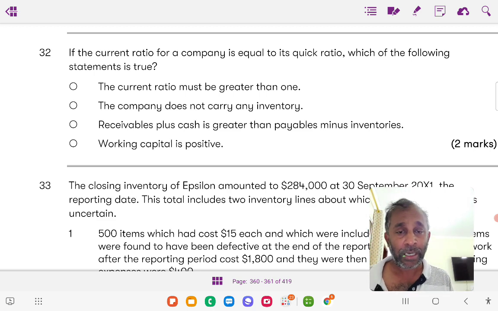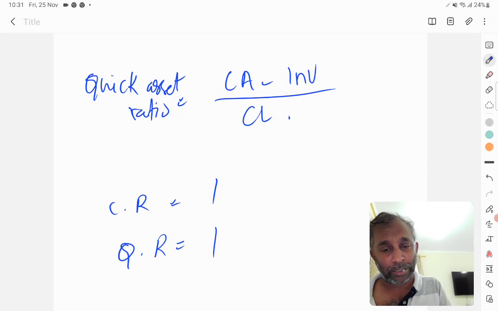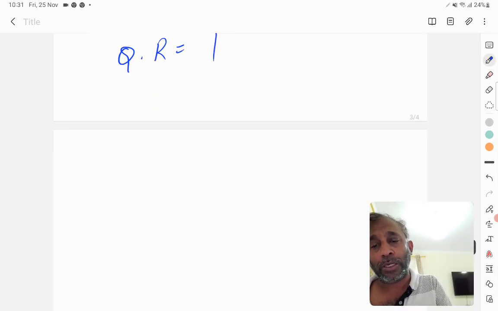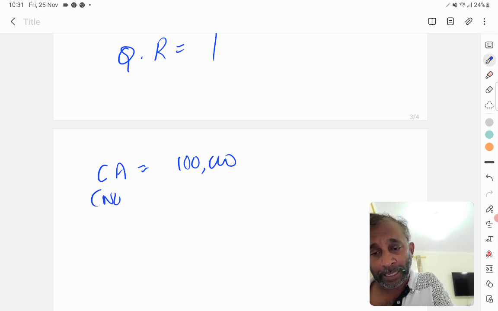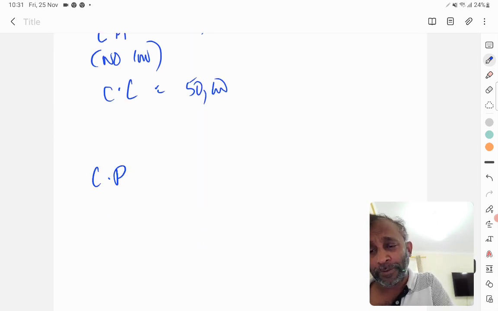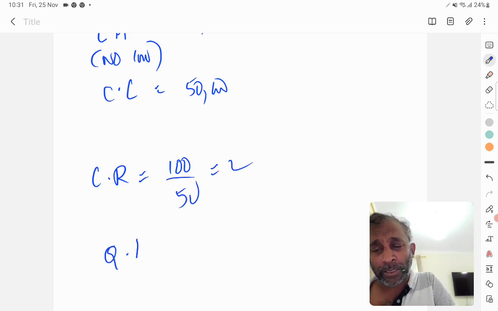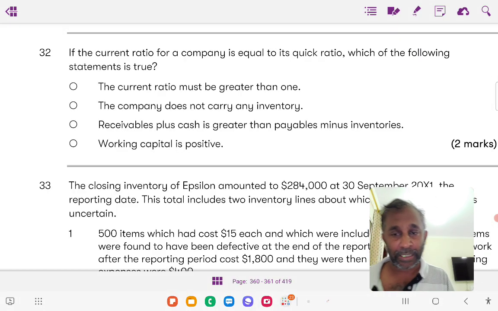Company does not carry any inventory. If the company does not carry any inventory, your current assets will be, let's say, 100,000, no inventory here, and your current liabilities, let's say 50,000. So now let's calculate the current ratio. 100 divided by 50, the answer is 2. Let's calculate the quick ratio. 100,000 minus inventory 0 divided by 50, again the answer is 2. So here the answer is the company does not carry any inventory.